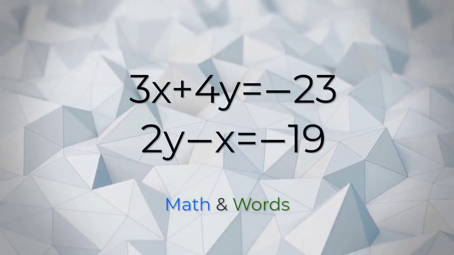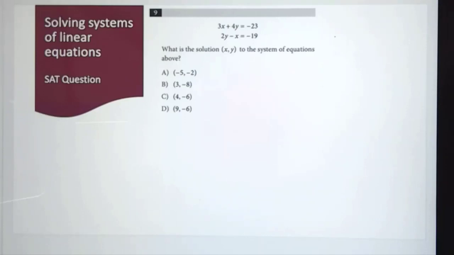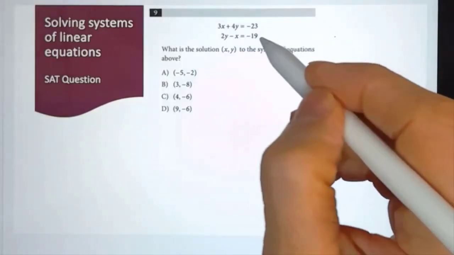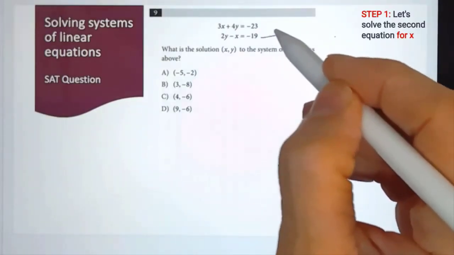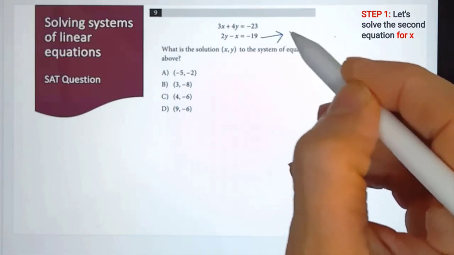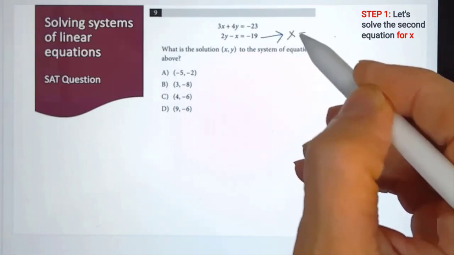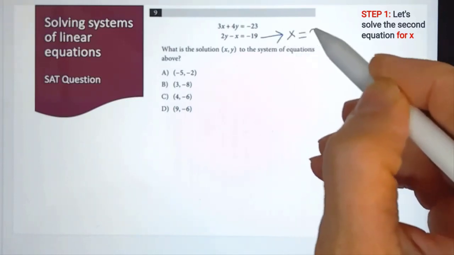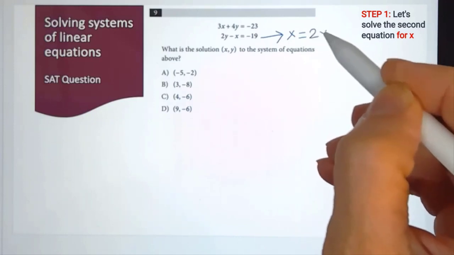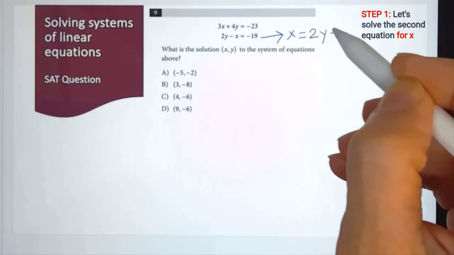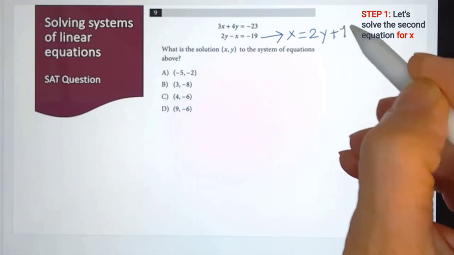Our mission today: to find the values of x and y that satisfy both equations simultaneously. Step 1, just isolate one variable. Let's focus on the second equation, 2y minus x equals negative 19. We can rearrange this to solve for x, giving us x equals 2y plus 19.